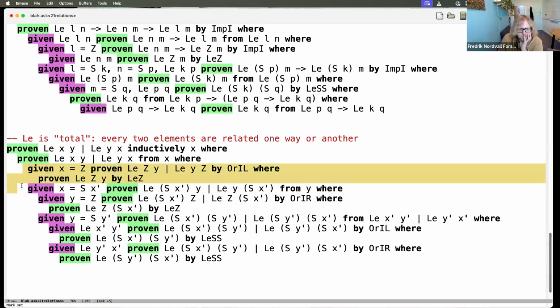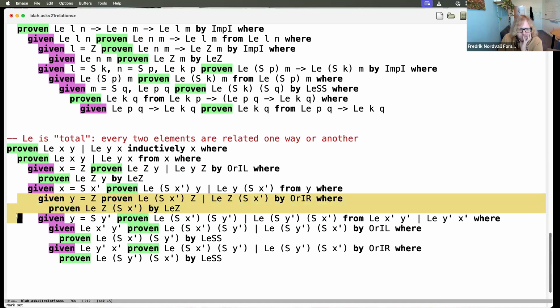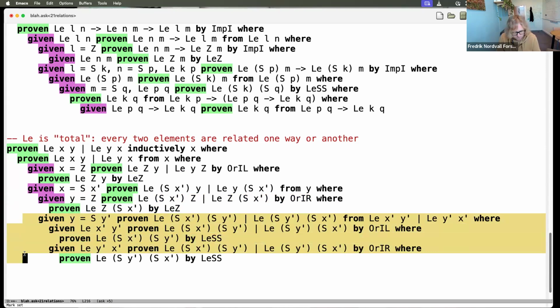The case where we find X is 0 and we can immediately go left and use les. Then there's the case where Y is 0, in which case we can immediately go right and use les. And then there's the case where they are both successors. And what we do there is peel off a spud from each side and go recursively to find out which way around they are. So inductively, we find out which predecessor is the big one. And then when we put the spuds back, they're in the same order. So that's what's going on there.